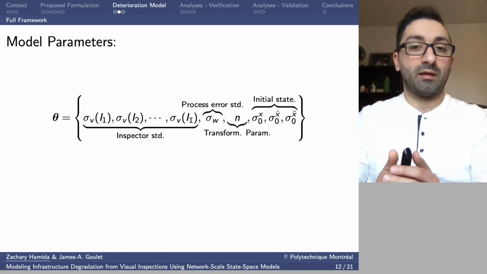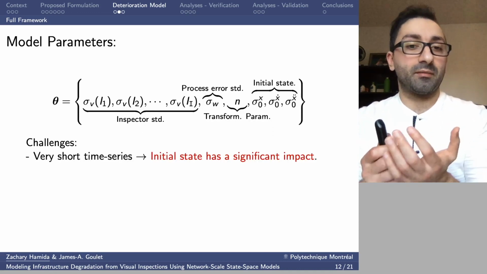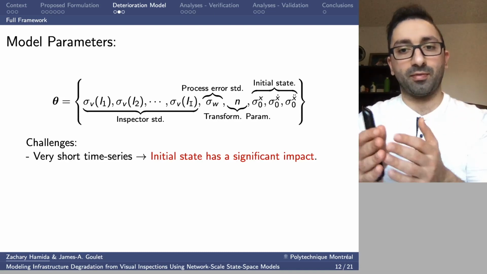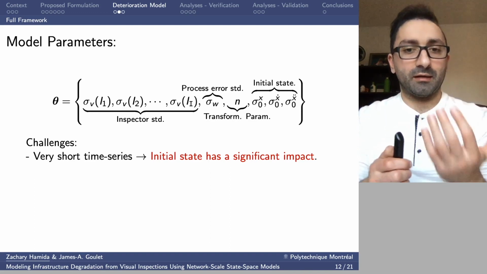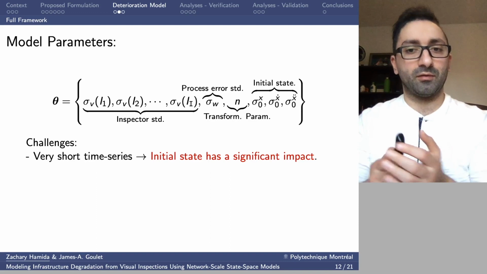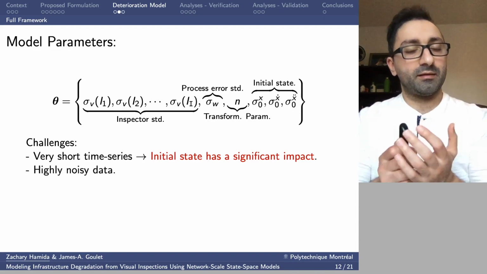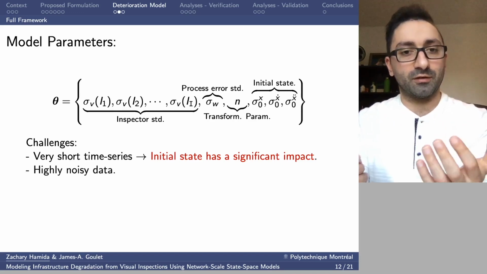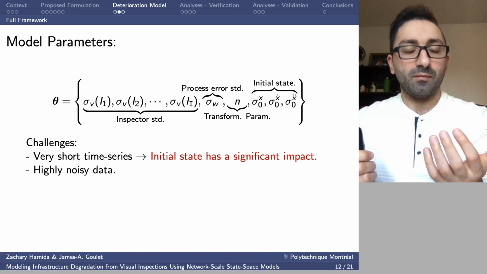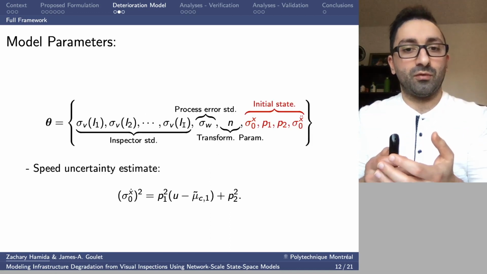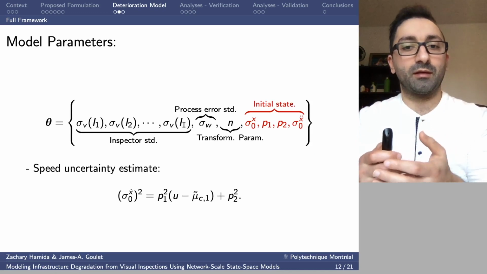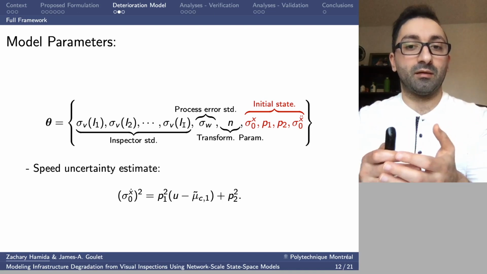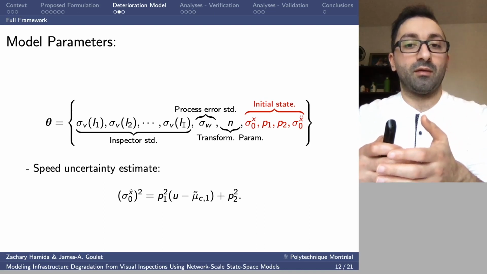Now, there are some challenges: my time series is very short. I have 3 observations or maybe up to 5, but that's it. So that's why my initial state would have a significant impact on this time series. Another thing is that my data is highly noisy, and this is because, again, of the subjective nature of visual inspection data. So that's why we try to further investigate how we can get the best outcome from modeling the initial state.